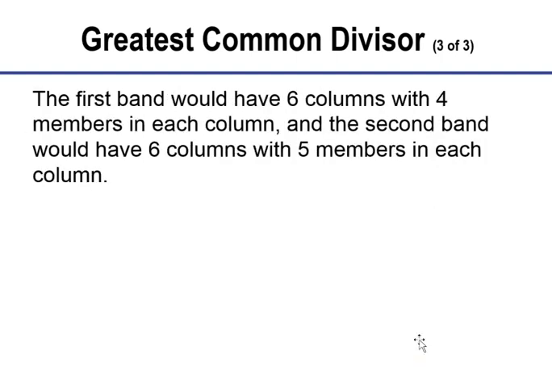And that brings us to the answer. The first band would have 6 columns with 4 members in each column, right? Because remember, there were 24 members in that band. And the second band would have 6 columns also, because we want the 2 bands to line up, but with 5 members in each column, because there were 30 members of the band.